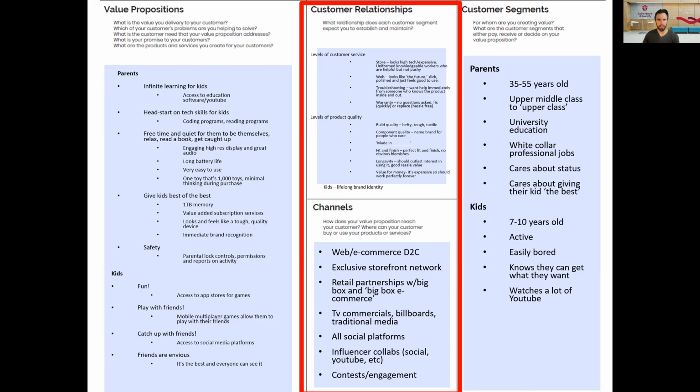Fit and finish is going to be really good. It's going to be one of those products that when you hold it in your hand, this is one of the best products ever, and I can't wait to give this to my kid for Christmas, for their birthday, for Easter, for graduation, whenever you give kids presents. I don't know. I don't have kids. The product's going to last forever.